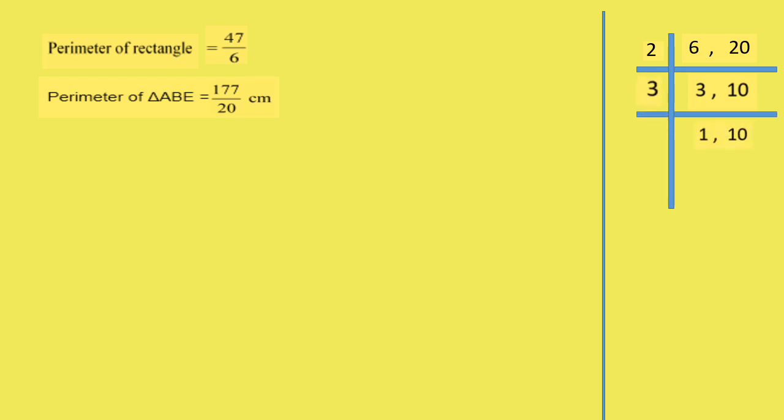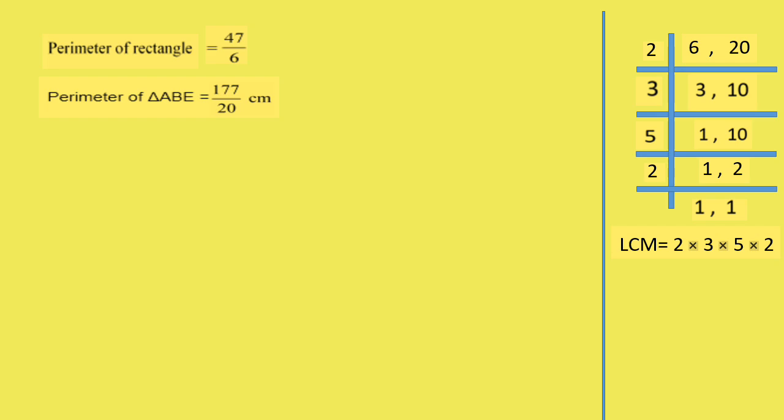3 1s are 3. Then I will write 10 as it is because 10 is not in the table of 3. 5 2s are 10. Then 2 1s are 2 like this. So 1, 1 has come. So you can directly write the LCM. LCM is equal to 2 into 3 into 5 into 2 into 1. Write like this. 2 3s are 6, 6 5s are 30, 30 2s are 60. So here the LCM is 60.